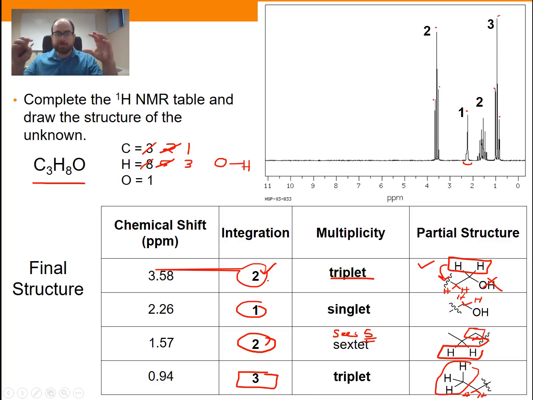So if I put all of these partial structures together, I get this alcohol as my final product. I have an alcohol on one end, a CH3, and then 2 CH2s in the middle. Another thing to point out is that the chemical shift of these 2 protons adjacent to the alcohol is the most downfield. It has the highest value on the x-axis, and that's because it is the closest to our functional group, the OH.